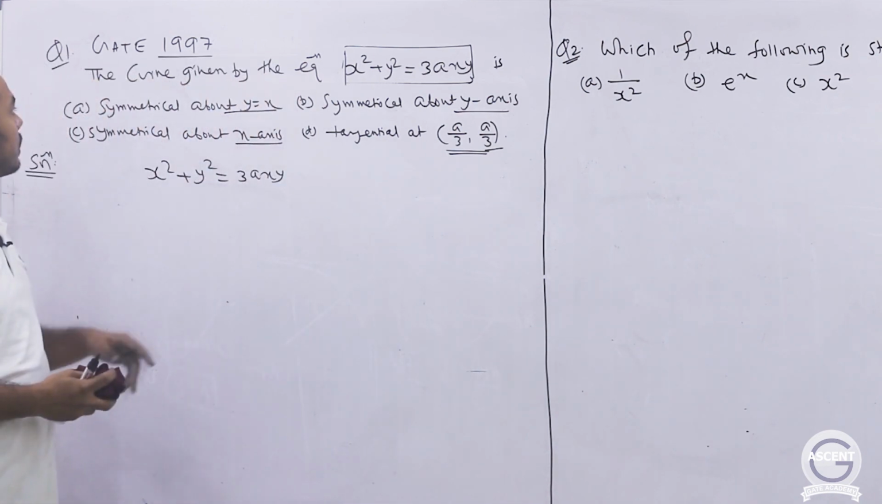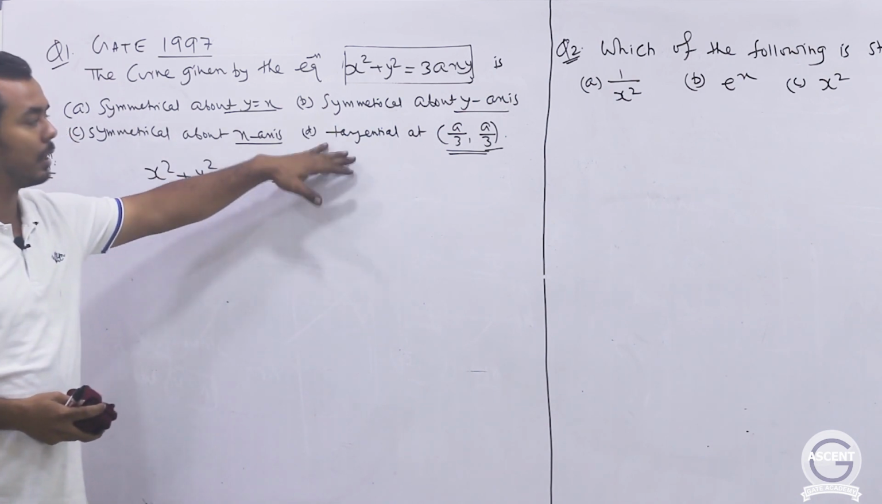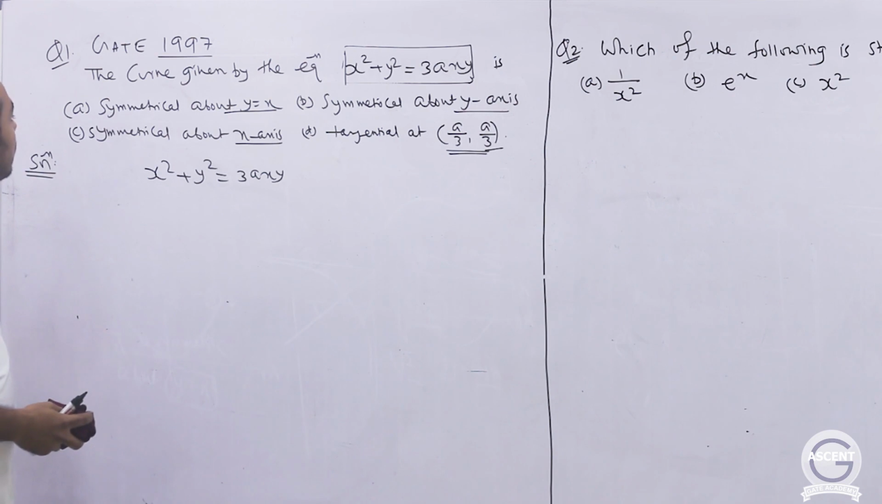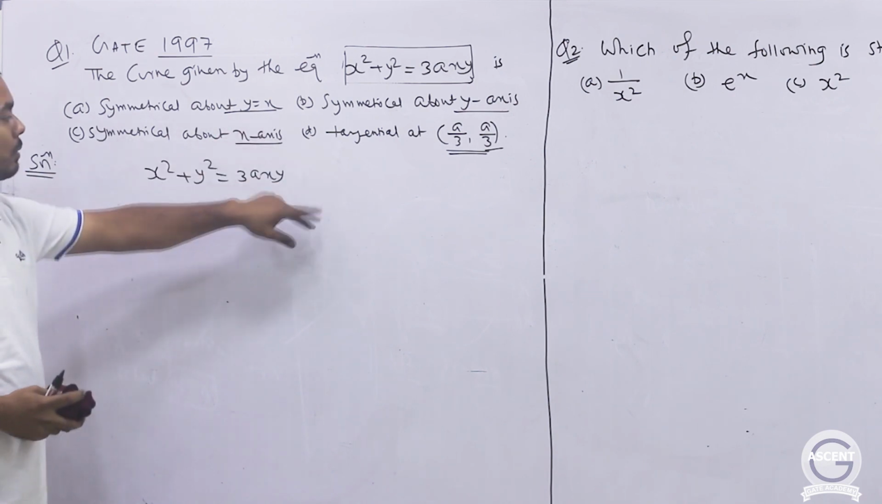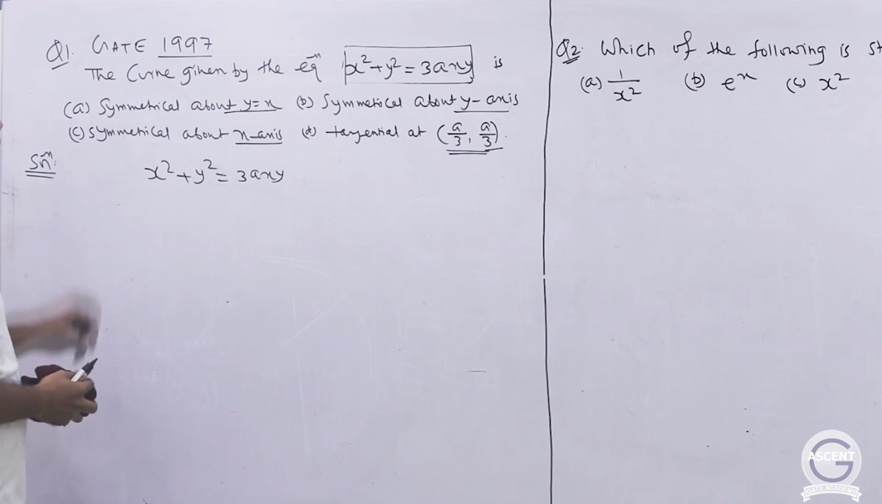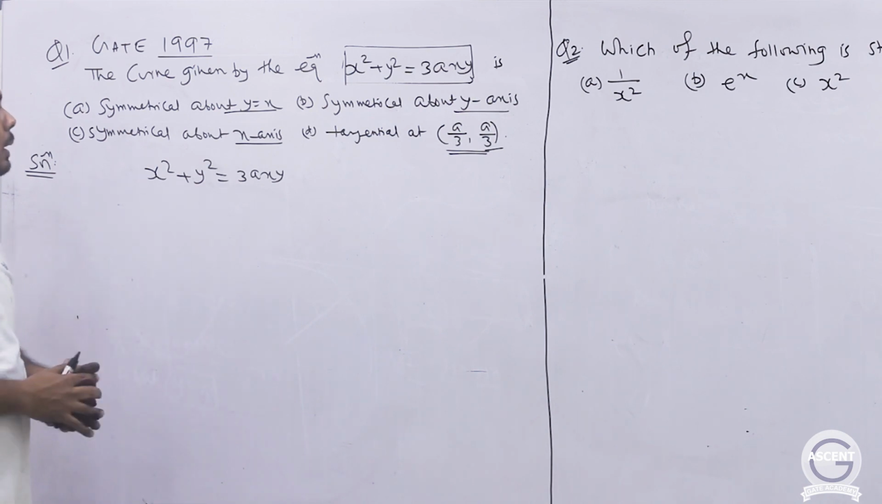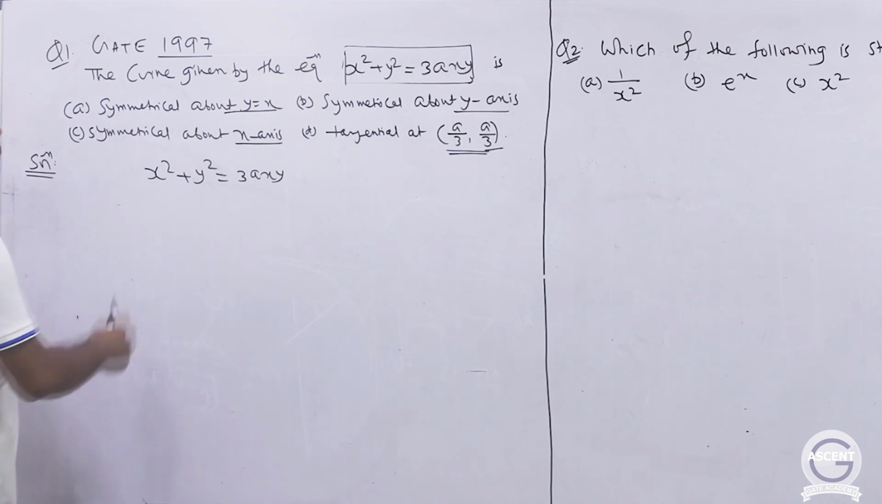This fourth point has no meaning. I mean, this fourth point is obviously meaningless because tangential to which line? Any line is not given here. So basically we have to see which one of these three options is correct. Here we have seen the condition for symmetricity about x-axis, y-axis and the line y equals x.